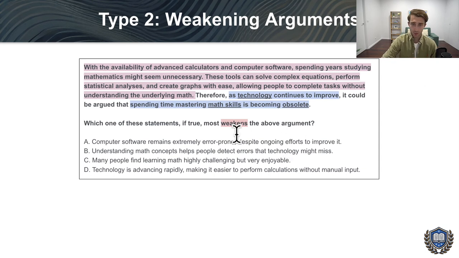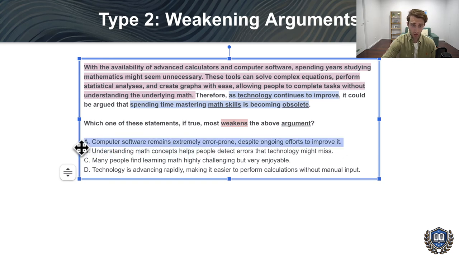Now, this time we're actually looking for what most weakens the argument. What would most weaken the argument? So the conclusion, which is what we're trying to weaken, is that as technology continues to improve, who cares about maths? We don't need to learn it. It's a waste of time. So what would most refute that? How can we prove that actually math skills are needed? Despite the fact that technology is continuing to improve, we need math skills more than ever, or there's some value in learning math skills. Now, number A, computer software remains extremely error-prone despite ongoing efforts to improve it.